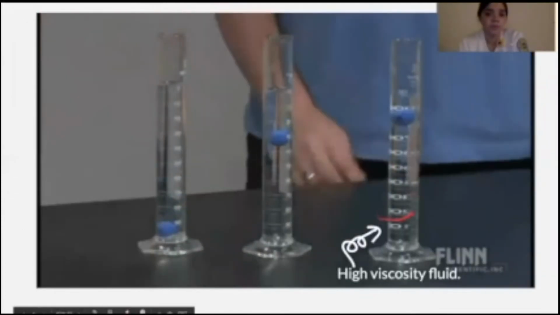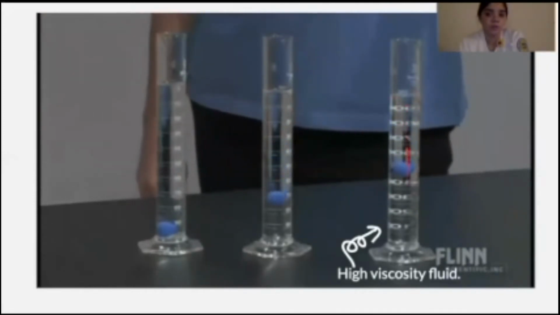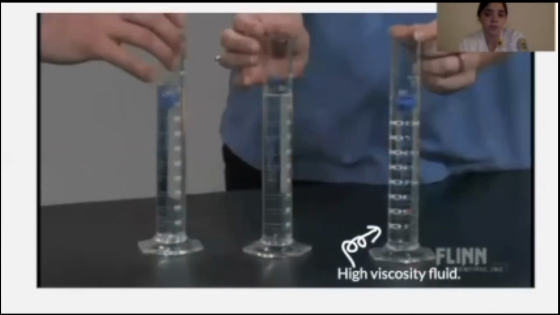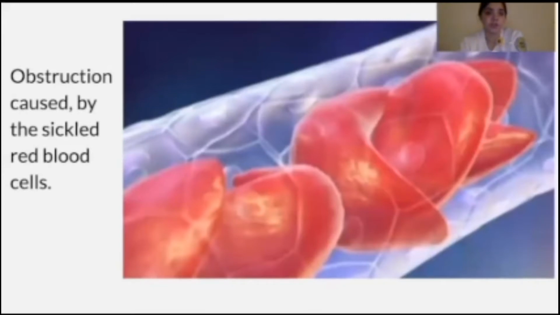So this fluid has high viscosity, so the ball has a harder time going through the fluid to reach the bottom of this graduated cylinder. So some clinical features are obstruction of the blood vessel, which is caused by the sickle cells.